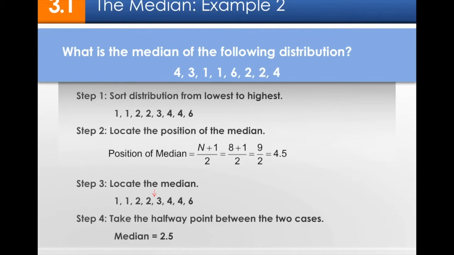Okay? In this group, you notice we'll have an even number of cases, right? So the median falls between 2 and 3, so we take the halfway point there, and that's a median of 2.5.